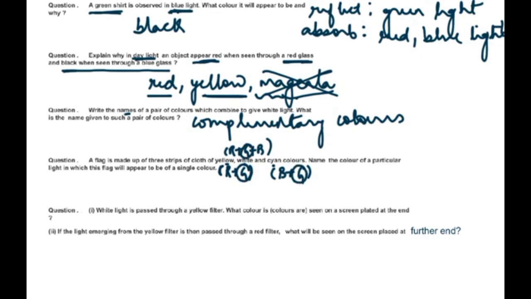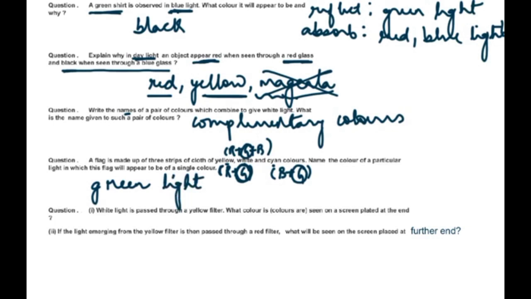Here also green. So if I shine green light on this flag, all the 3 colors are going to reflect only green. If you shine any other light, it will not appear to be of same color. So the answer is green light. Okay, come on, the next question.